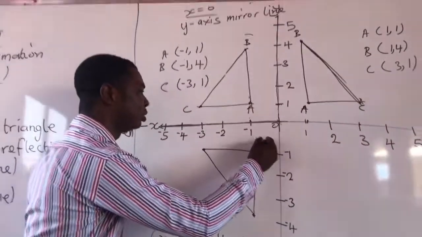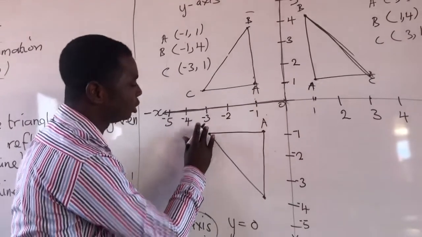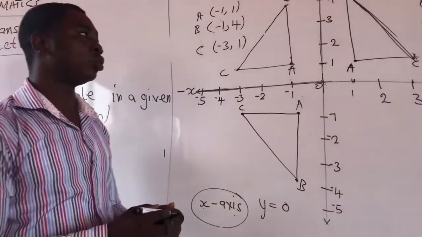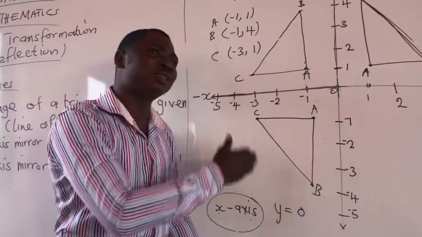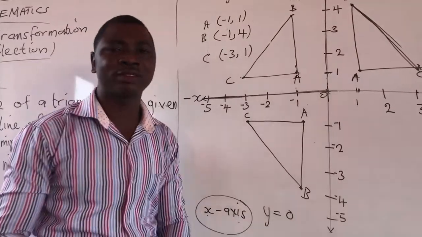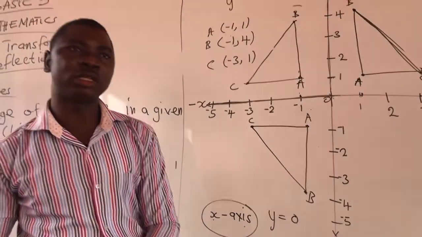Let's indicate it. This becomes A. This is our B, and this is our C. Have you seen that? So I want you to study this carefully, okay? So that you use the mirror line given to reflect the image, okay?